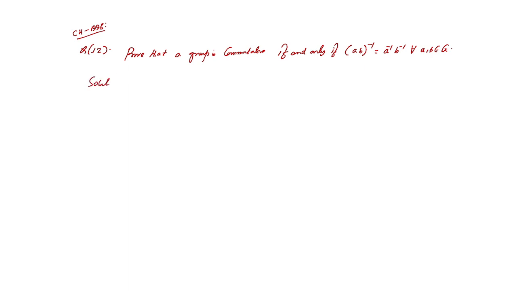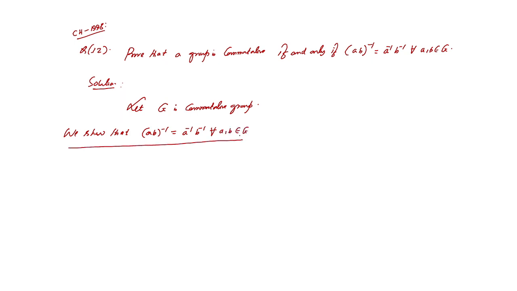Okay. Now the question is how to solve. So first we will consider G is commutative and we will show (AB) whole inverse equals A inverse B inverse. So let G be a commutative group, and from that we show that (AB) whole inverse equals A inverse B inverse for all A, B belongs to G. That will be our first part. Then we can consider that condition, and from that we will show that the group is commutative.